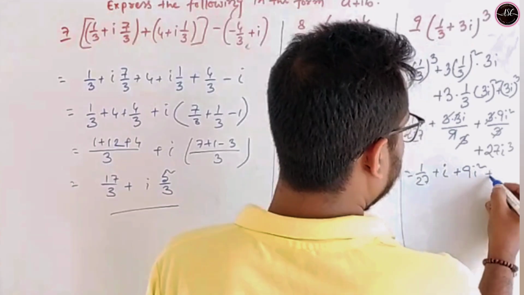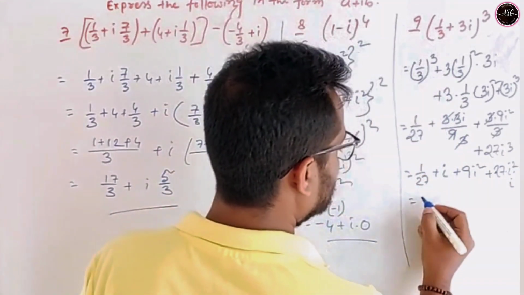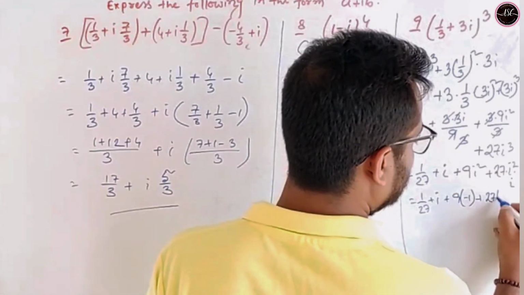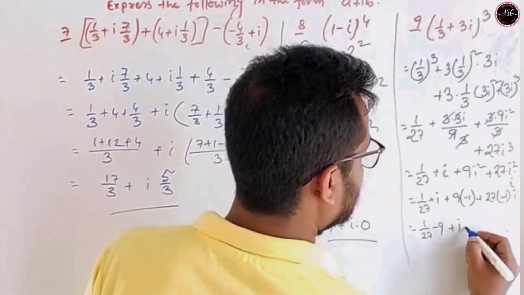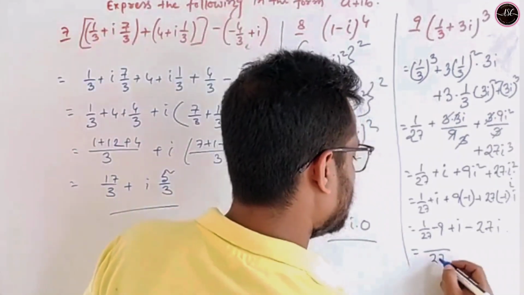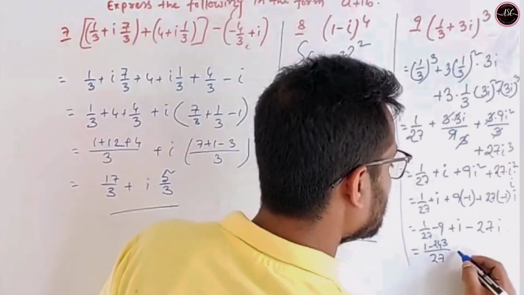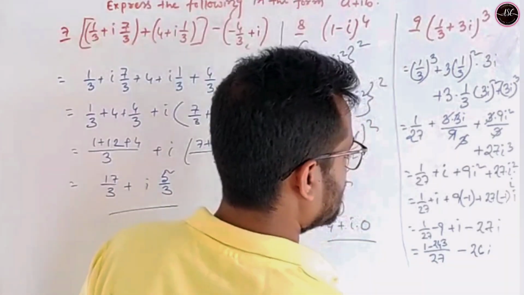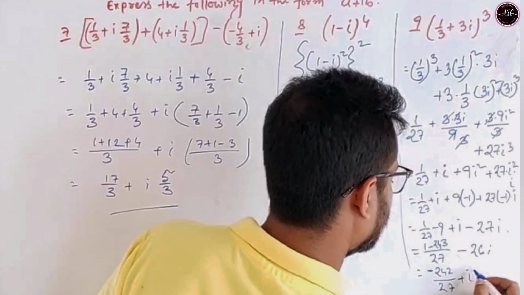plus 9i square plus, here i cube equal to 27 dot i square dot i. So 1 by 27 plus i plus 9 of minus 1 plus 27 into minus 1 dot i. So we have 1 by 27 minus 9 plus i minus 27i. So just simplify this. We have 27 1 minus 3 6 2 4 3 plus i of minus 26i. So we have minus 242 by 27 plus i of minus 26.